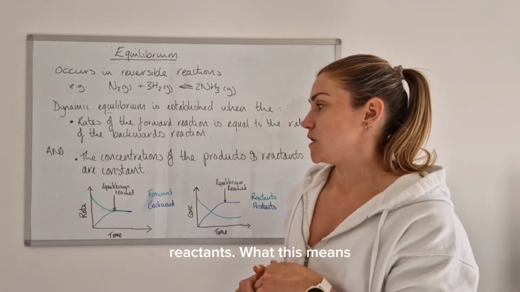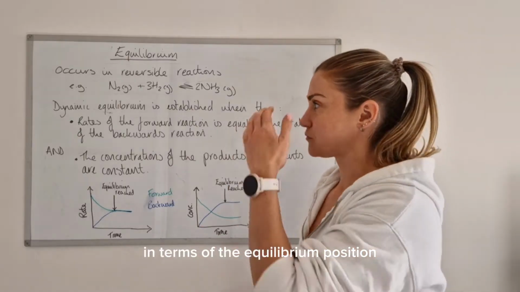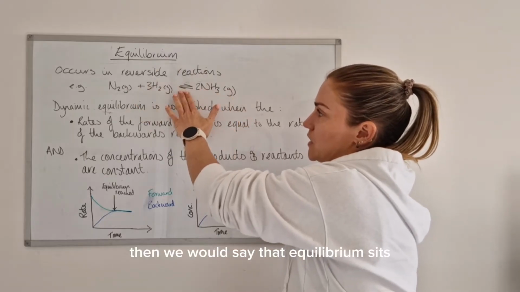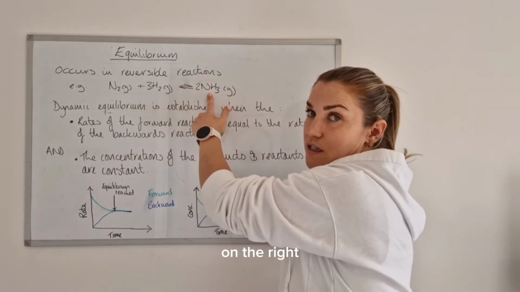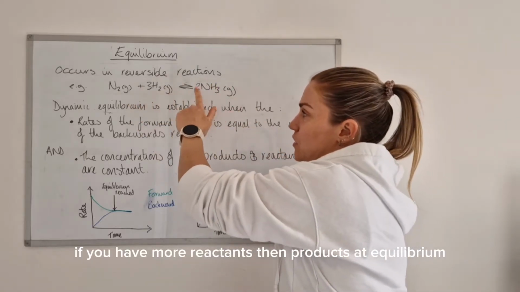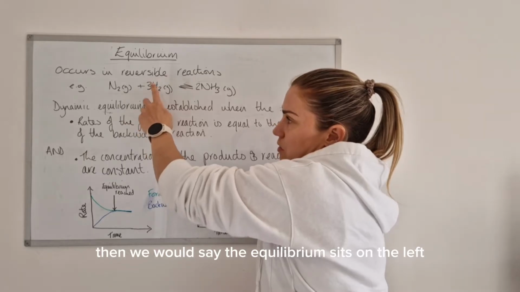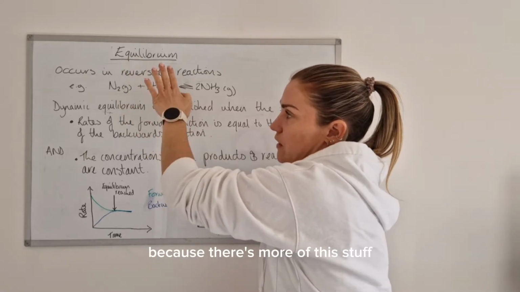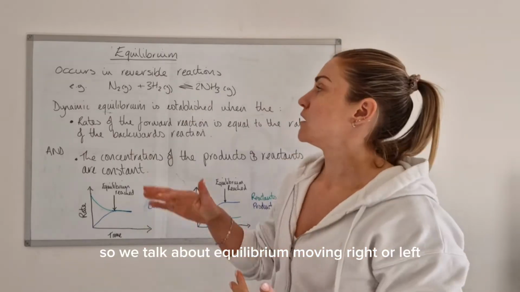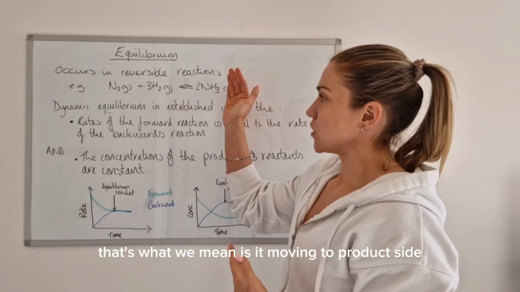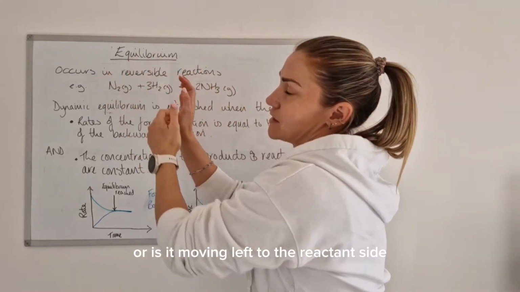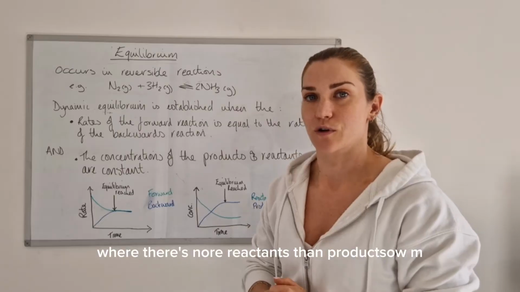In relation to what this means in terms of the equilibrium position, if you have more products at equilibrium than reactants, then we would say the equilibrium sits on the right. If you have more reactants than products at equilibrium, then we would say the equilibrium sits on the left because there's more of this stuff on the left hand side. So when we talk about equilibrium moving right or left, that's what we mean. Is it moving to the product side, with there being more products than reactants, or is it moving left to the reactant side where there's now more reactants than products?